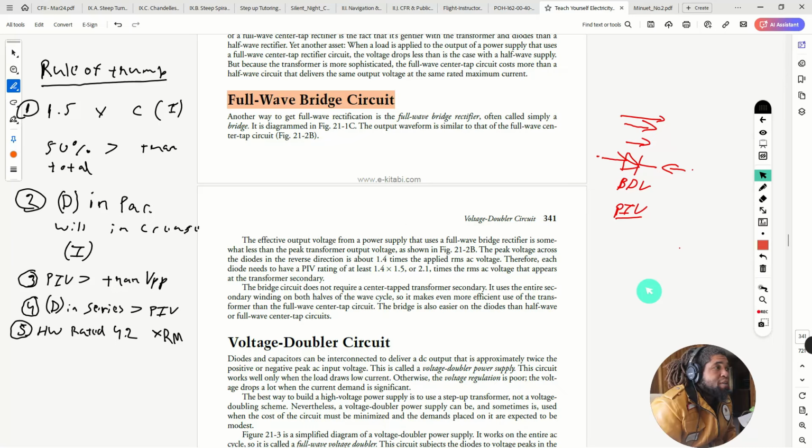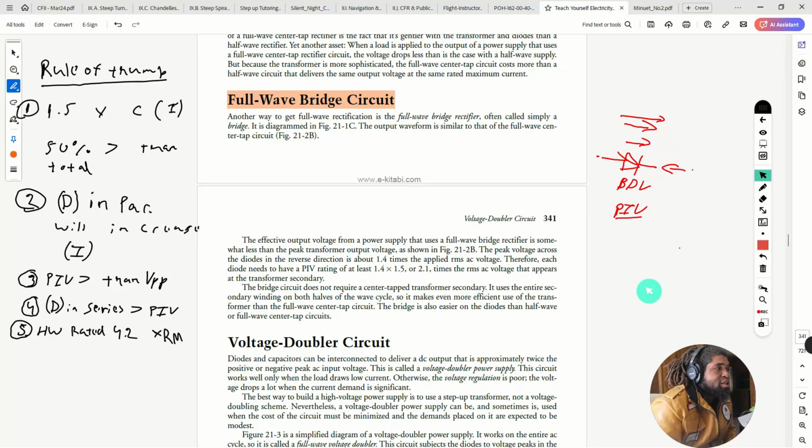The effective output from the power supply that uses a full wave bridge rectifier is somewhat less than the peak transformer output. And the peak voltage across the diodes in the reverse direction is about 1.4 times the applied RMS voltage. Therefore, each diode needs to have a rating of at least, let's say, 2.1 times the RMS voltage that appears across the transformer secondary.